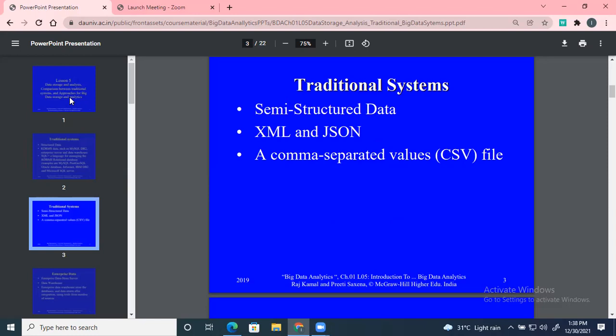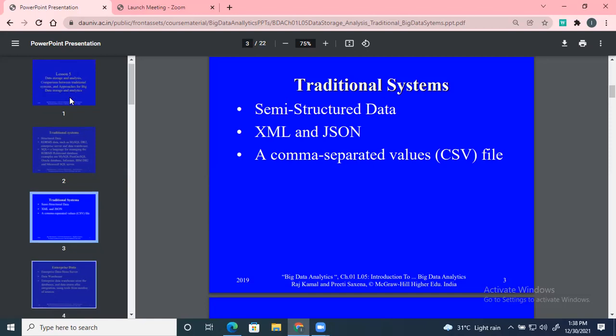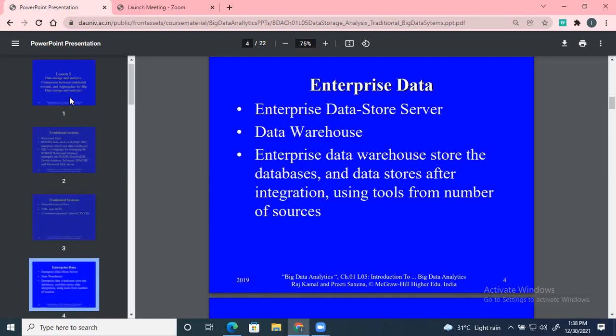So traditional means it is from older days, already fixed, and we are already following it. Most of the time we are using that, which is called traditional. Okay, next, enterprise data.